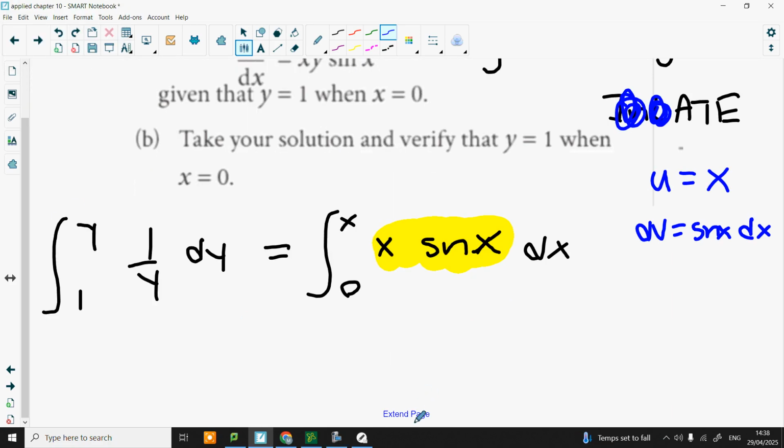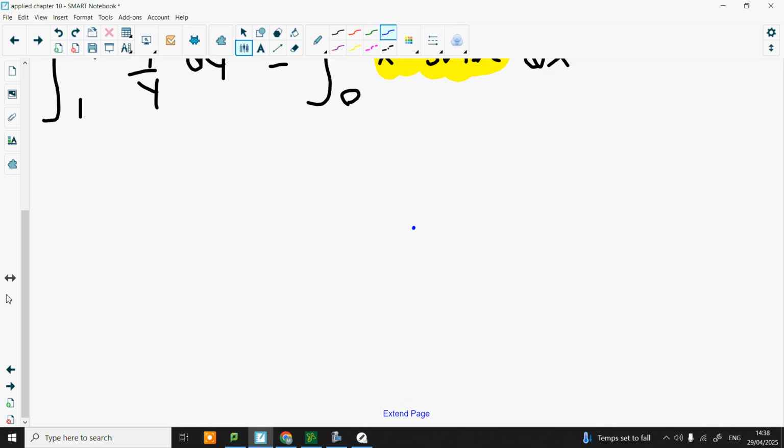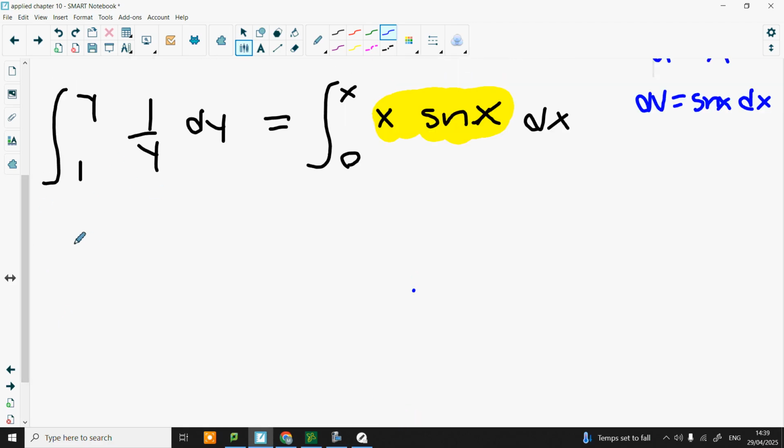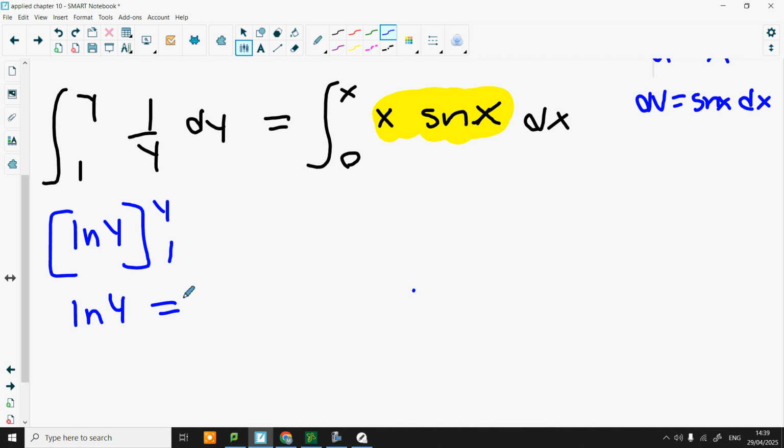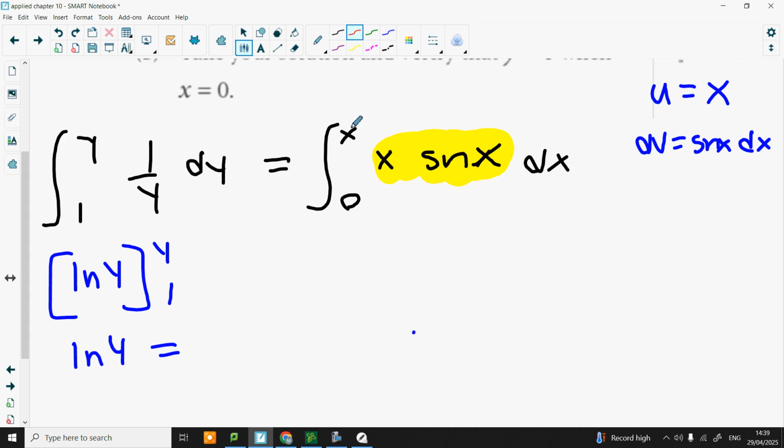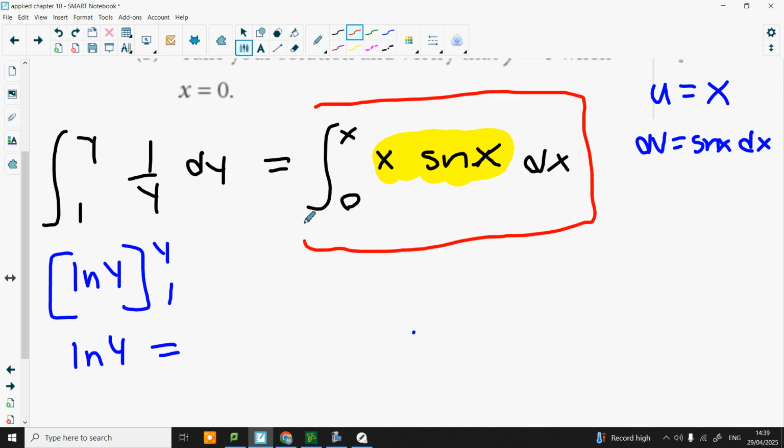Okay. I think we can all box off the left side, which is ln y from y to 1, which is quite simply ln y. So we don't need to worry about that side anymore. Now we're very much stuck on the red box here. That's what we're trying to figure out at this point in time. Okay, so did everybody say that u was x?